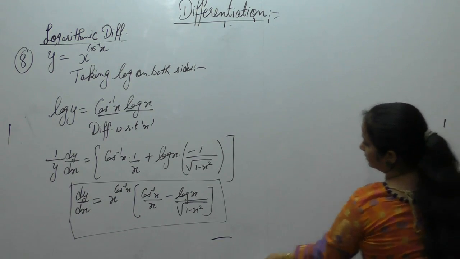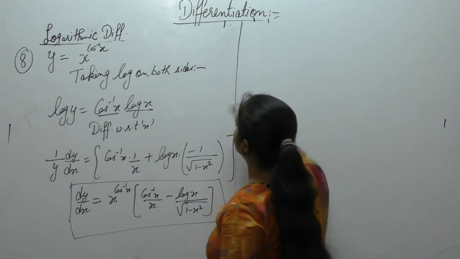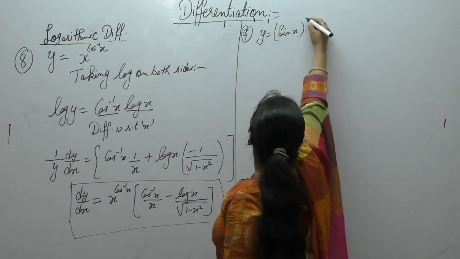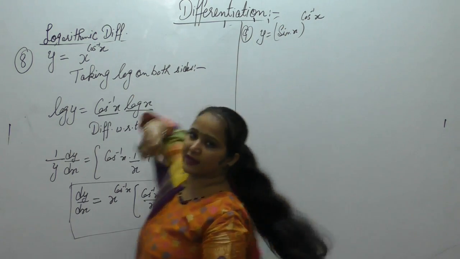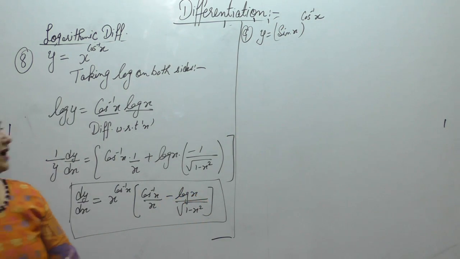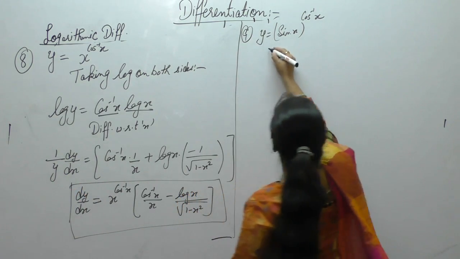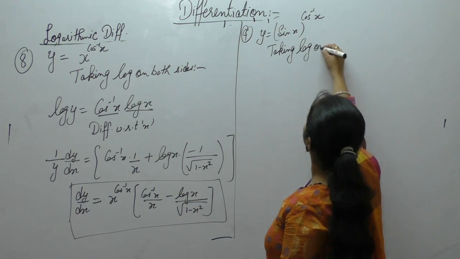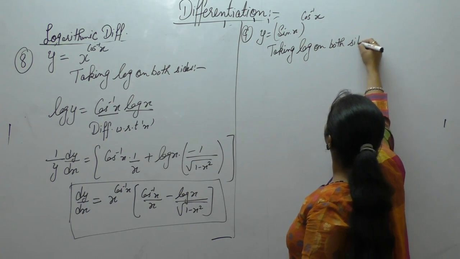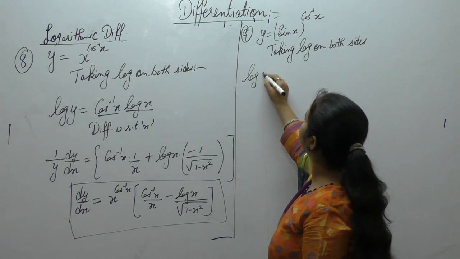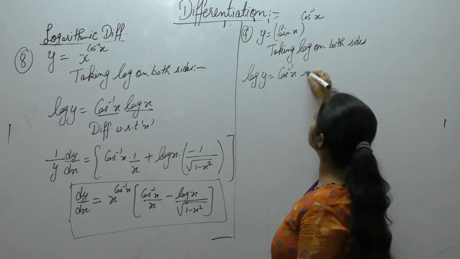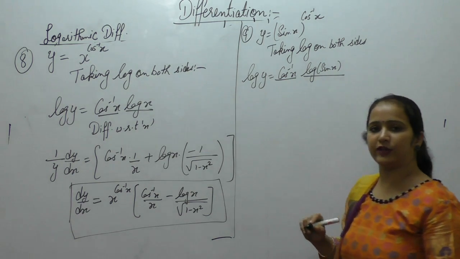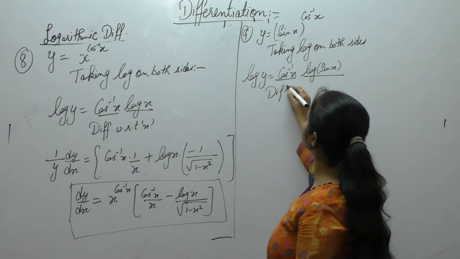Next one is y is equal to sin of x power cos inverse x. Taking log on both sides. What we get? Log of y is cos inverse x log of sin x. Again u and v rule. Differentiate with respect to x.